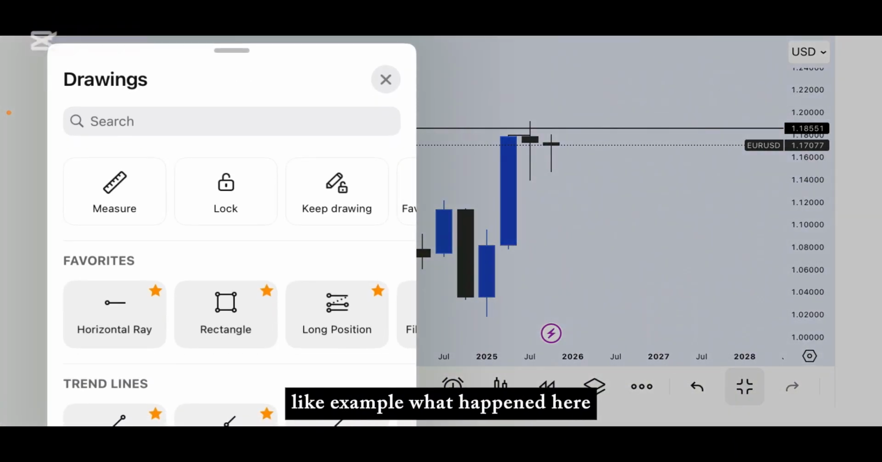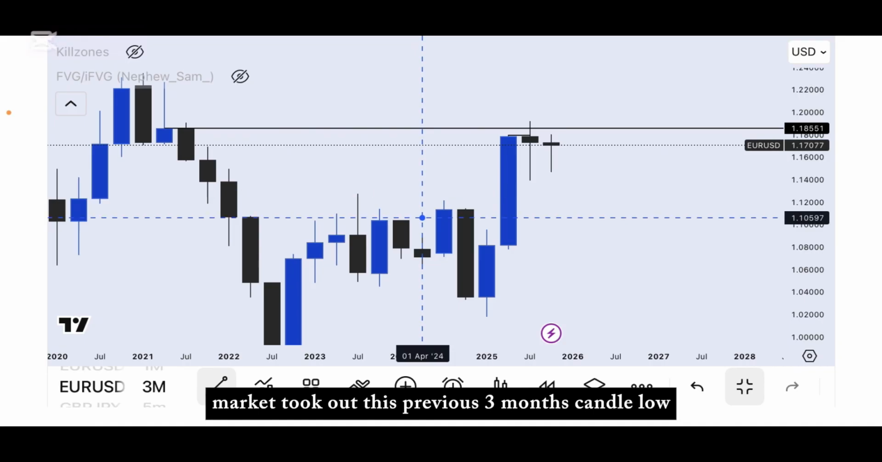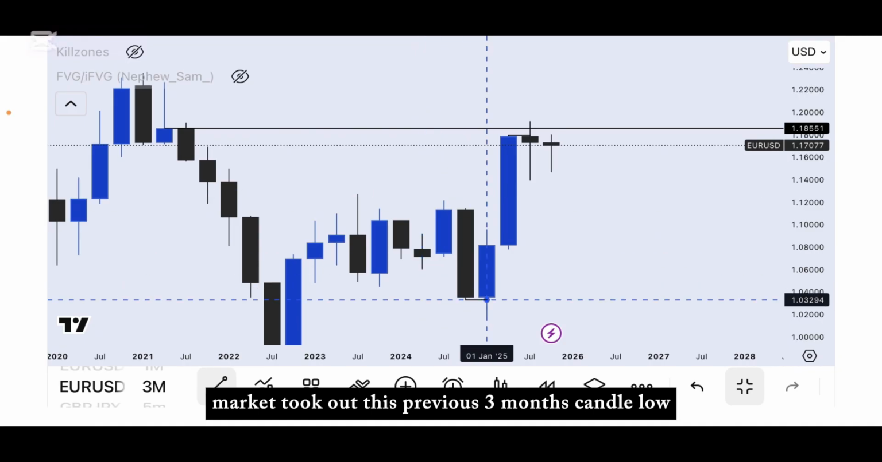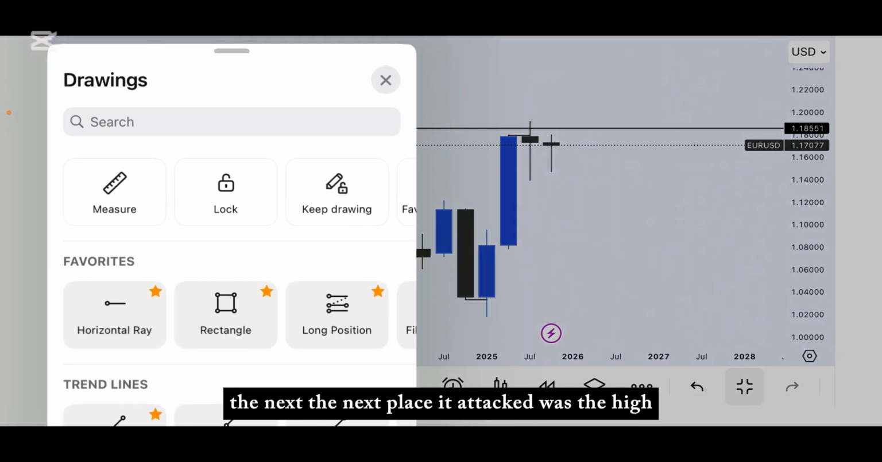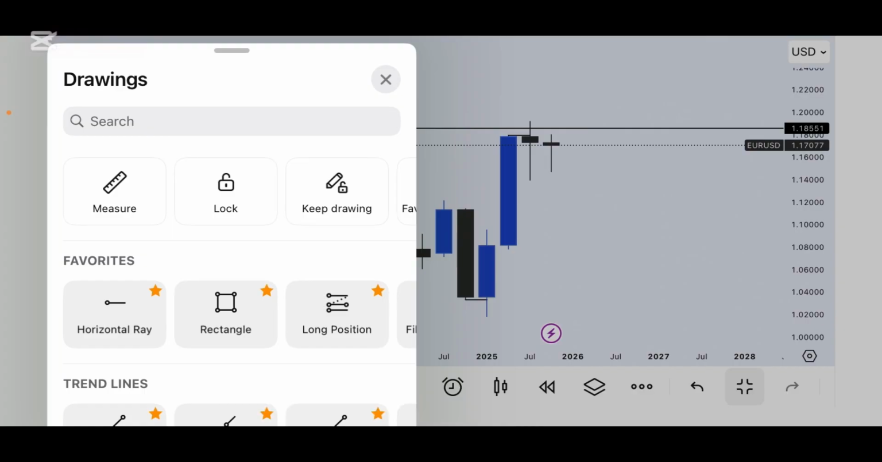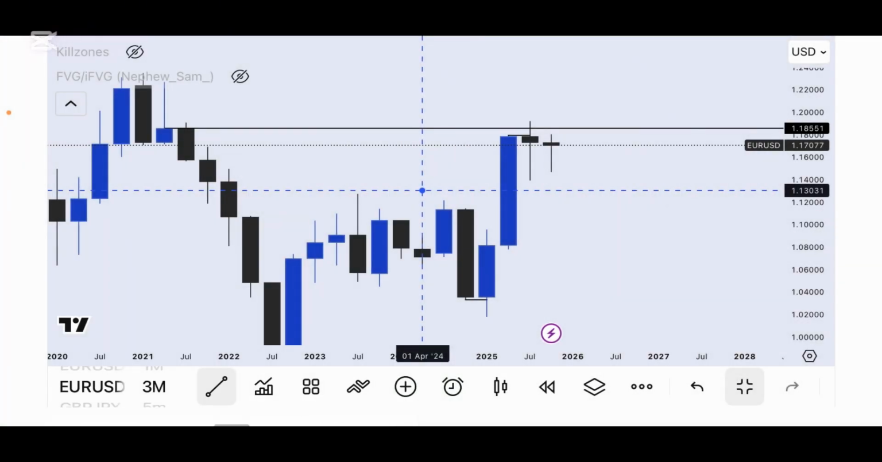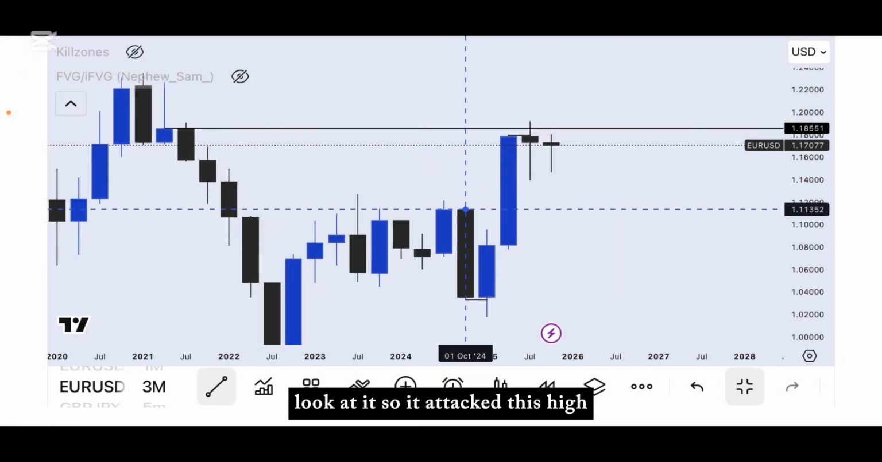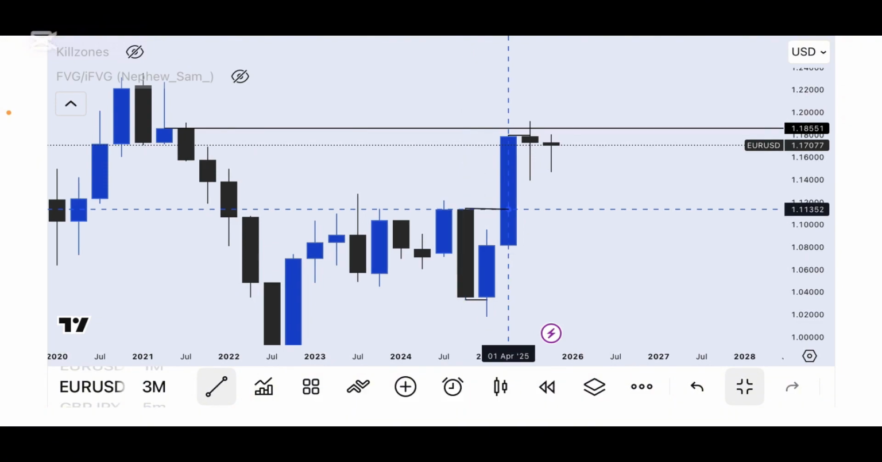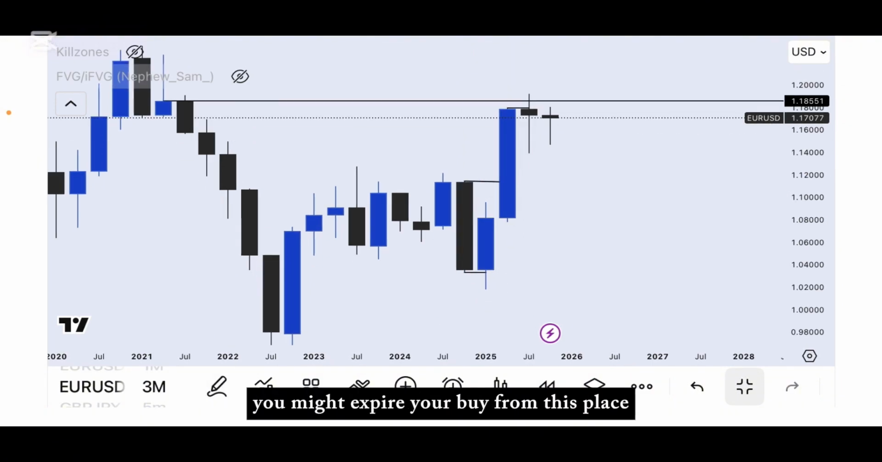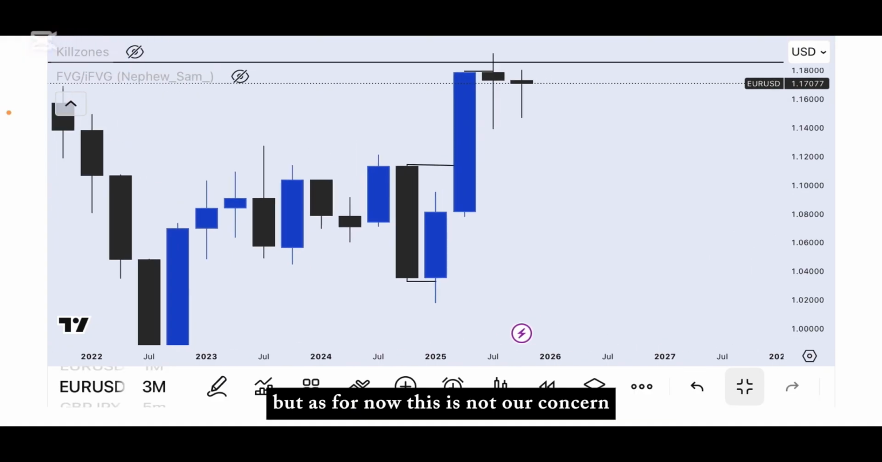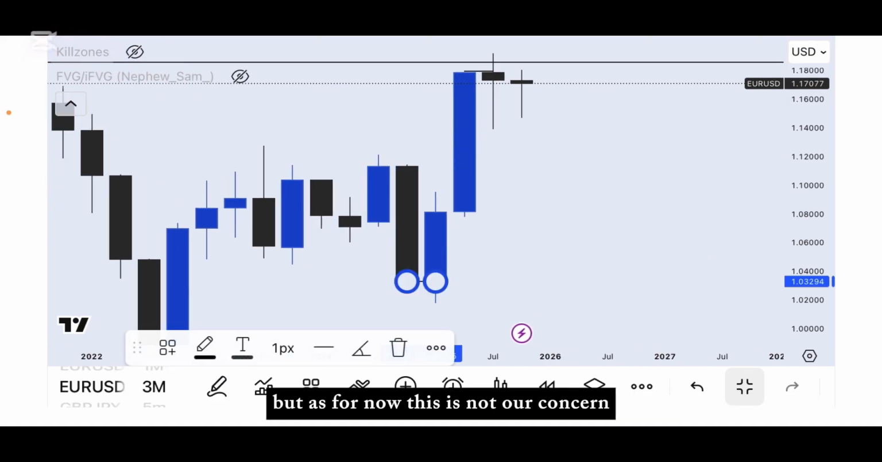Like for example, what happened here. As you can see, market took out this previous 3 months candle low. The next place it attacked was the high of the low that was taken. Look at it. So it attacked this high. So if you are buying from here, you might expire your buy from this place. If it continues the buys, then you continue your bias as bullish. But as for now, this is not our concern.